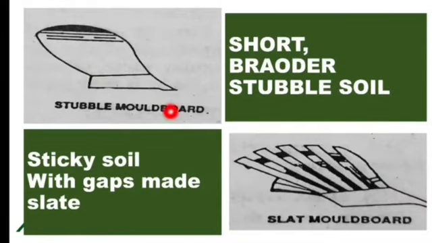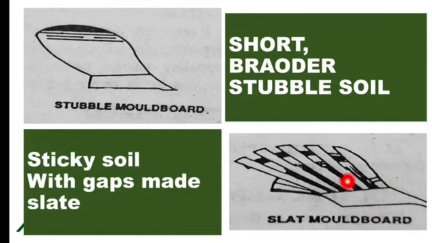Then stubble mold board, it is short in nature but it is broad. So it is broader in nature having shorter length. It is mostly used in stubble soil. So what is stubble soil? So guys, stubble is the remaining part of any crop. If your paddy is harvested and its remains are present in the soil, the soil is called stubble soil. Means we are taking a second crop, the remains of the first crop are still in the soil or field. This soil is called stubble soil. So stubble mold board is used to cover the stubble soil.